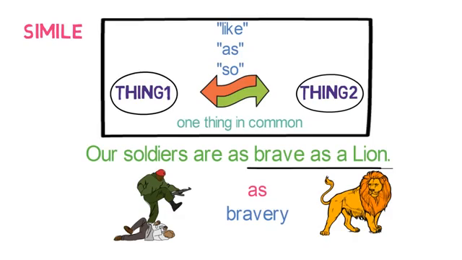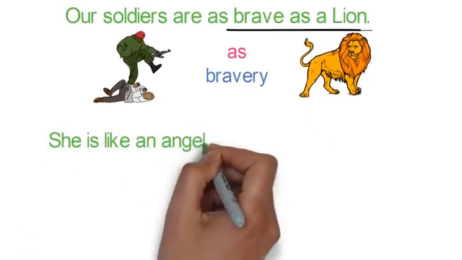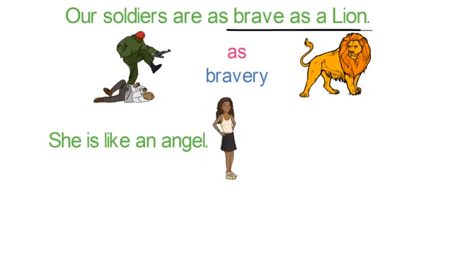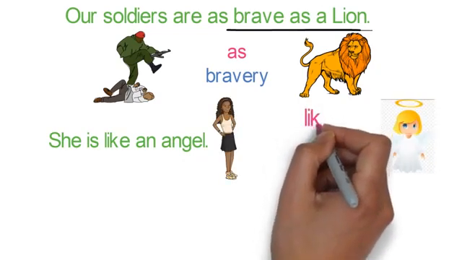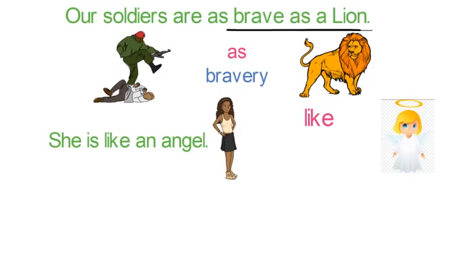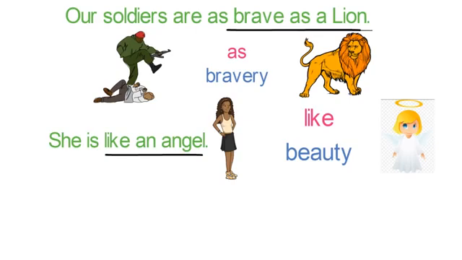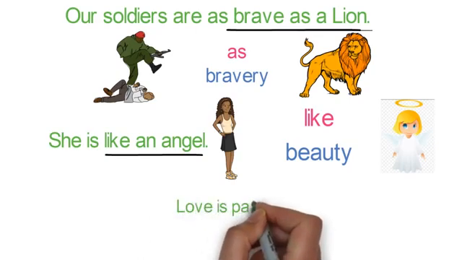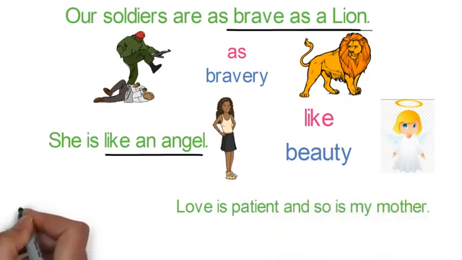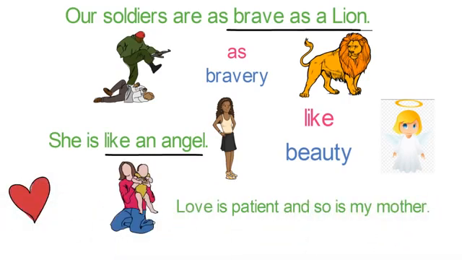Let's look into another example. She is like an angel. Here, a girl is compared with an angel using the word like. And the common thing between them is the beauty of both of them. So here, like an angel is a simile. Let's look into one more example to make things even clearer. Love is patient and so is my mother. Here, love is compared with my mother using the word so, and the common thing between them is patience. So here, so is my mother is a simile. These are the examples of simile.